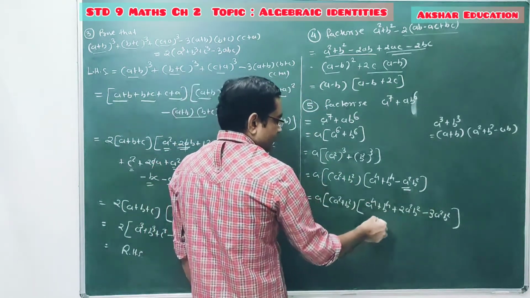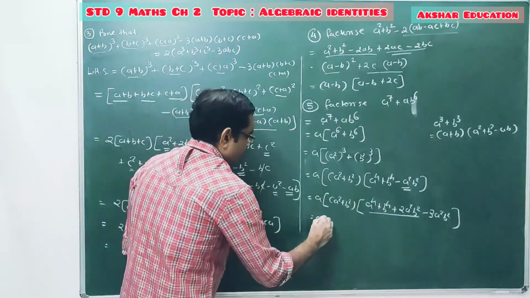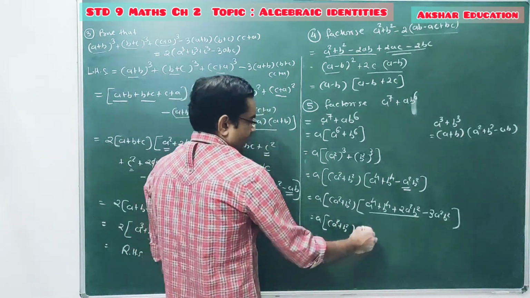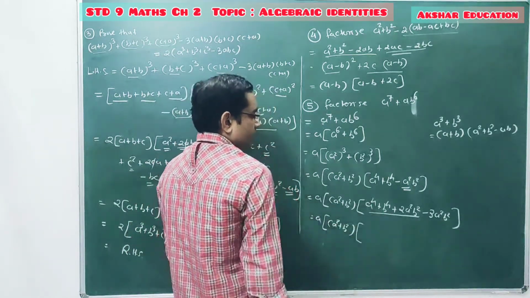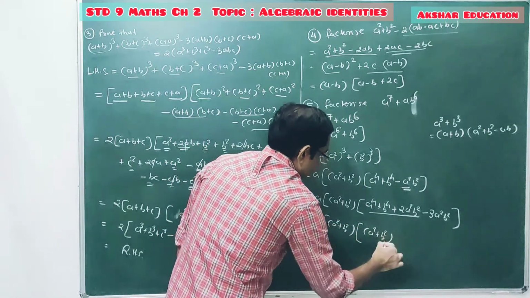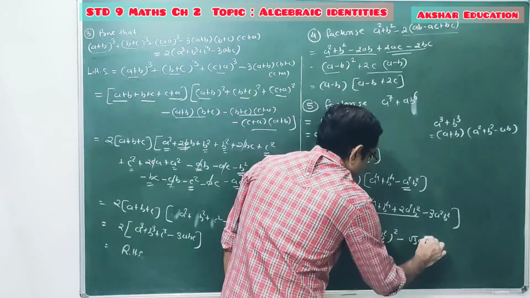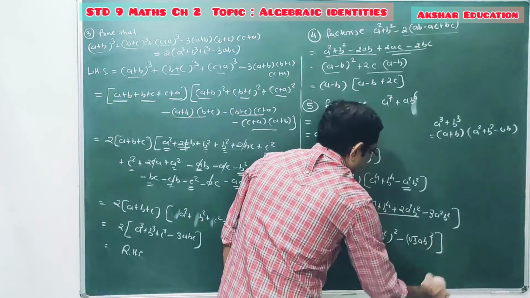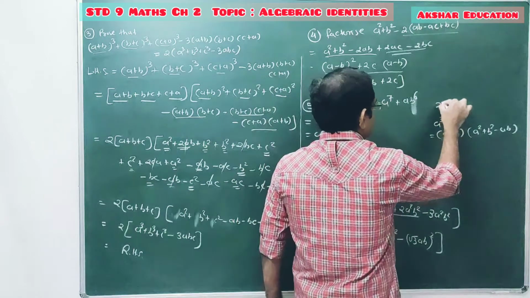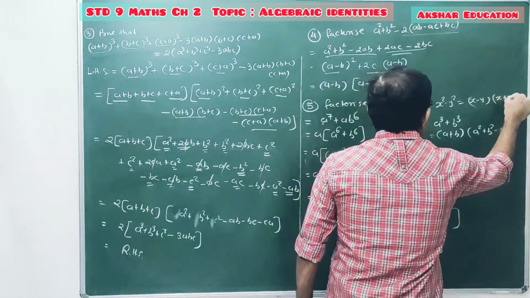So by doing this change, I am getting one perfect square identity over here. So this is equal to a square plus b square whole square, minus, and this is the square of root 3 ab, and this is whole square. So again this is one identity, x square minus y square, which is nothing but x minus y and x plus y.